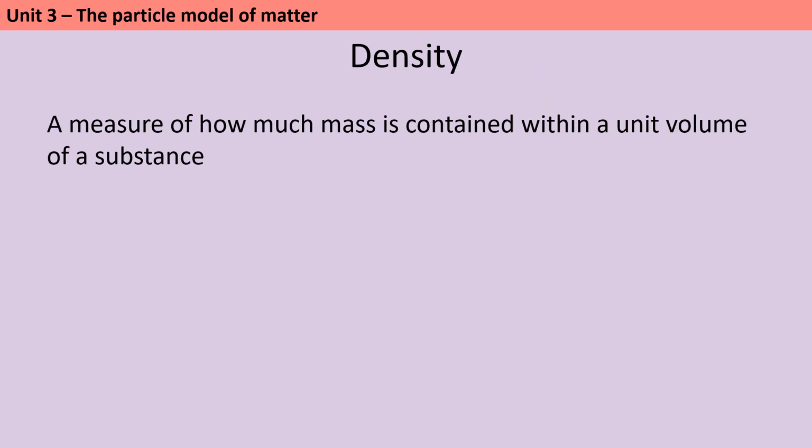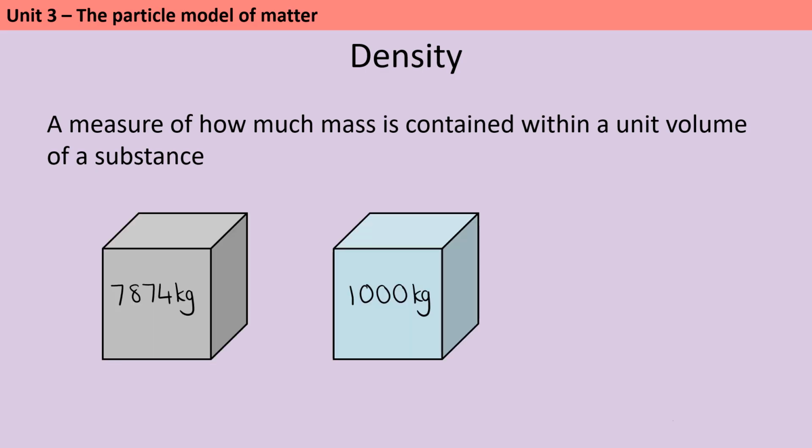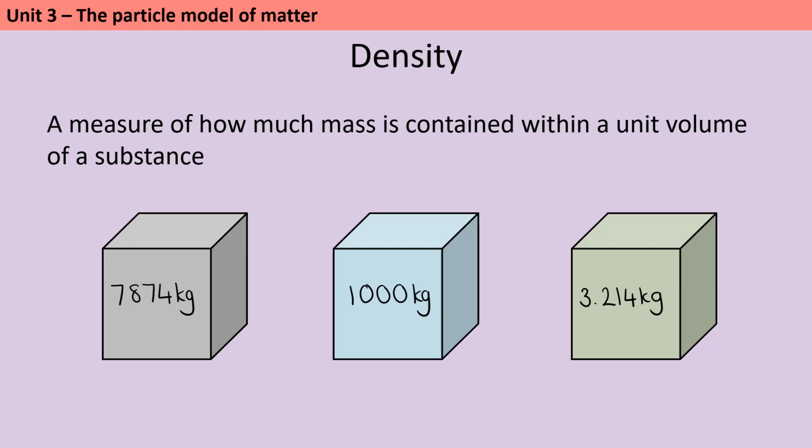Thinking about how particles are arranged in solids, liquids and gases leads us nicely onto density. Density is a measure of how much mass is contained within a unit volume of a substance. So if I had a metre cubed of iron and water and chlorine, then because the particles in the chlorine are so much more spread out than in the water or in the iron, within that same volume I'm going to have far fewer particles, and therefore the overall mass of that metre cubed is going to be much lower. This is what we mean when we say that something has low density.